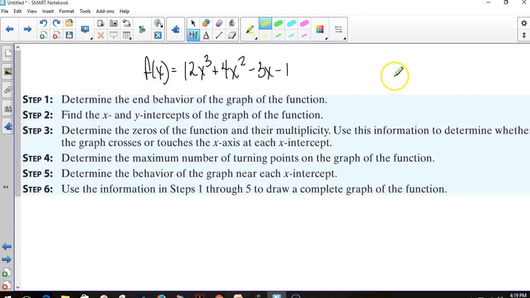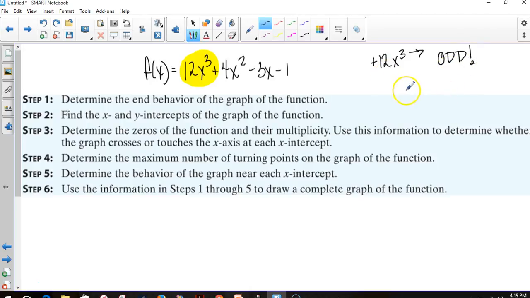If you're talking about end behavior of the graph, you're really talking about the leading coefficient test, and also whether you're looking at an odd degree or an even degree. So I'm going to look at my first term, which is a positive 12x cubed. So x cubed is my highest power, and that means that it is a third degree, which means that it's odd. And we know that odd functions have split end behaviors.